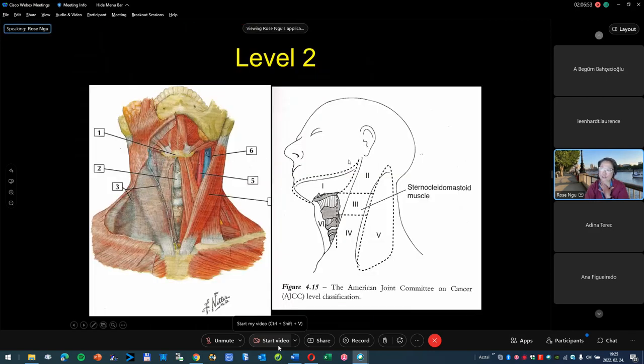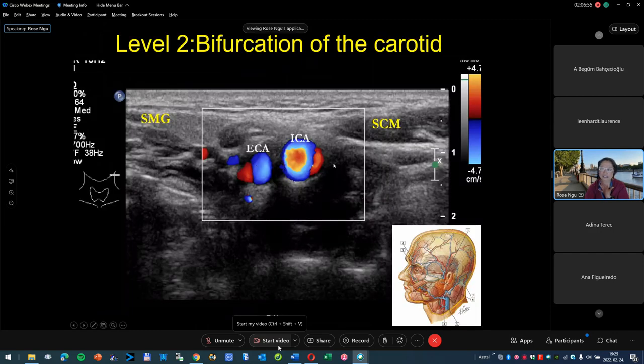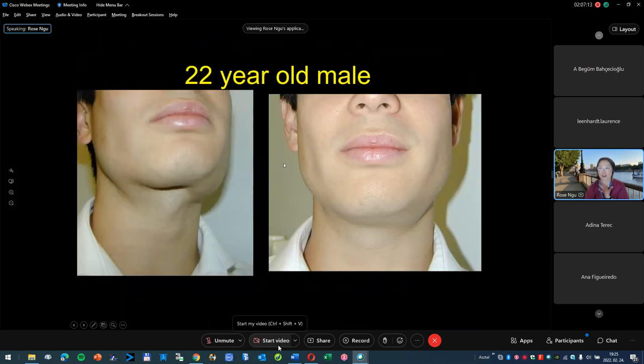So we're going on to level two here. And as you could see in the previous talk, how do we know we are in level two? It is any structure above the bifurcation of the carotid artery. Okay, so you have the submandibular gland in front of it, the sternocleidomastoid behind it, and it has to be above the bifurcation of the carotid.